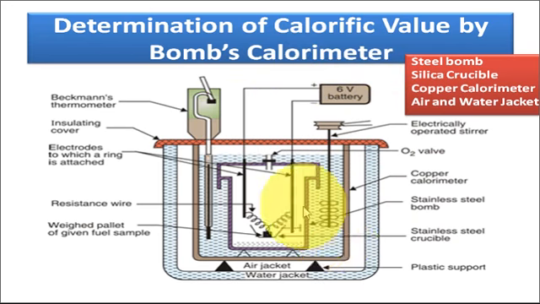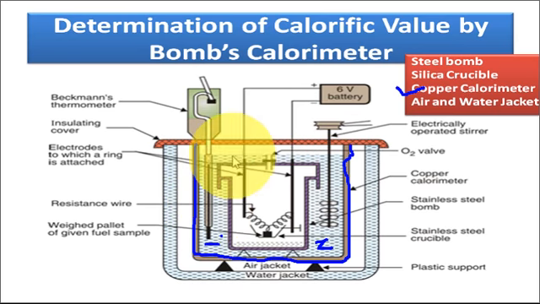Now, the third structure is the copper calorimeter. This compartment is called the copper calorimeter. In the copper calorimeter, a known amount of water is placed. The opening of the copper calorimeter has 2 holes in which Beckmann's thermometer and the stirrer are placed. This is Beckmann's thermometer and this is the electrically operated stirrer.